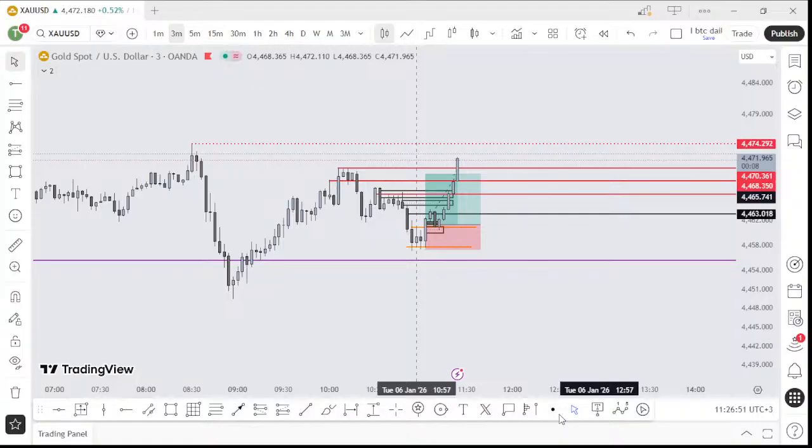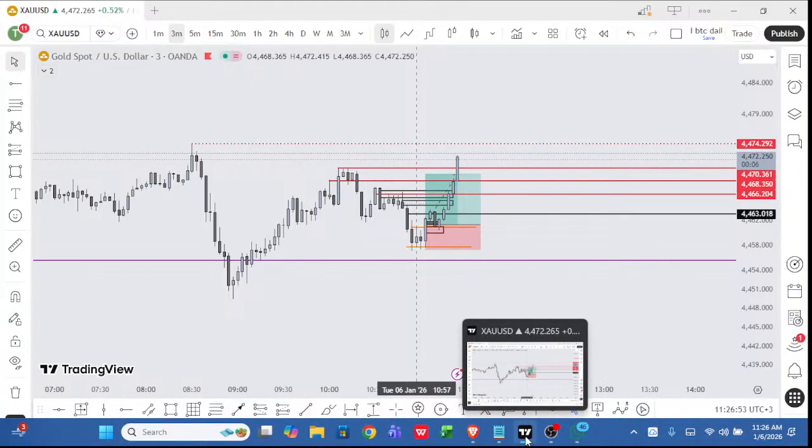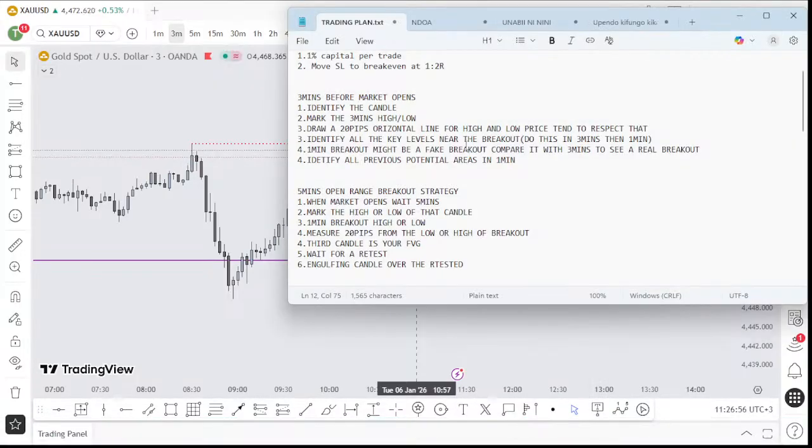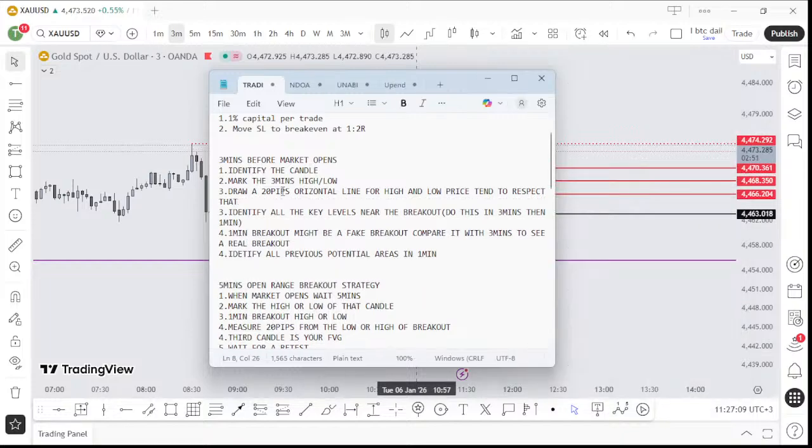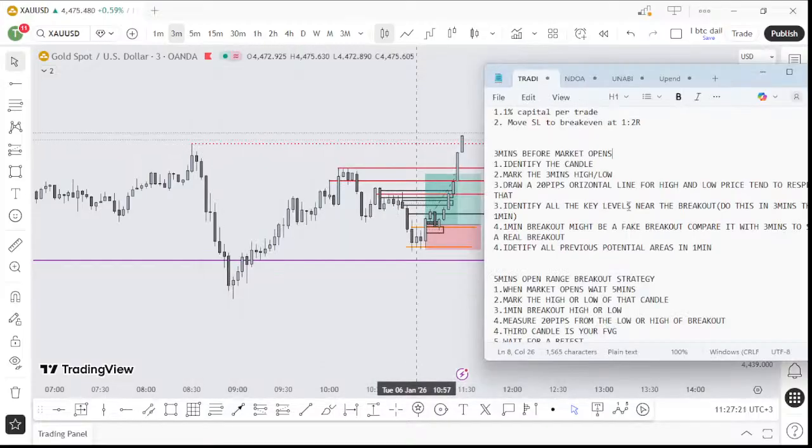So I was trying to explain the setups, how I do my setups. Identify the candle. Yes, we identified the 3 minute candle. Then mark the 3 minute high and low, and that's what we did. This was the high, and this was the low, which gave us a range. Then draw a 20 pip horizontal line for the high and low.